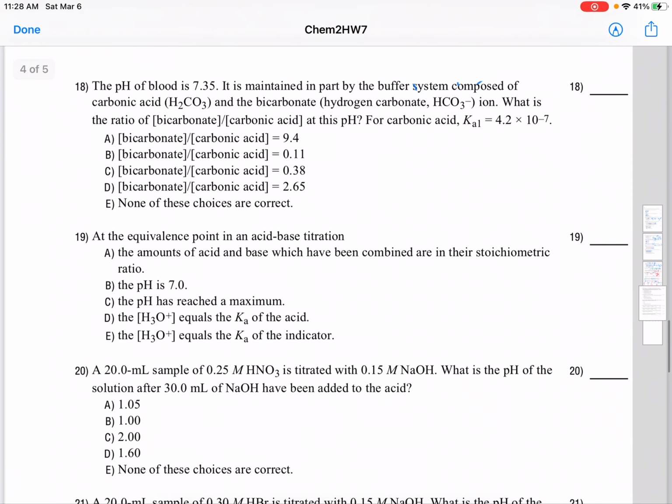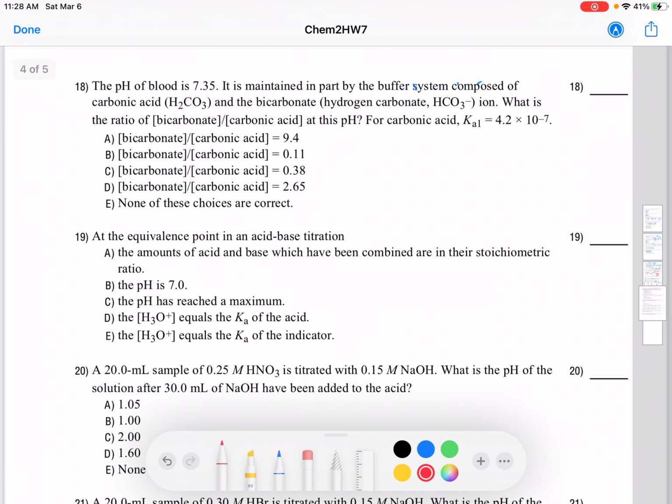Okay, all right. Next one, number 18. The pH of the blood is 7.35. It's composed of carbonic acid and bicarbonate. What is the ratio of carbonate to bicarbonate at this pH? Carbonic acid Ka1 is given, 4.2 times 10 to the negative 7.